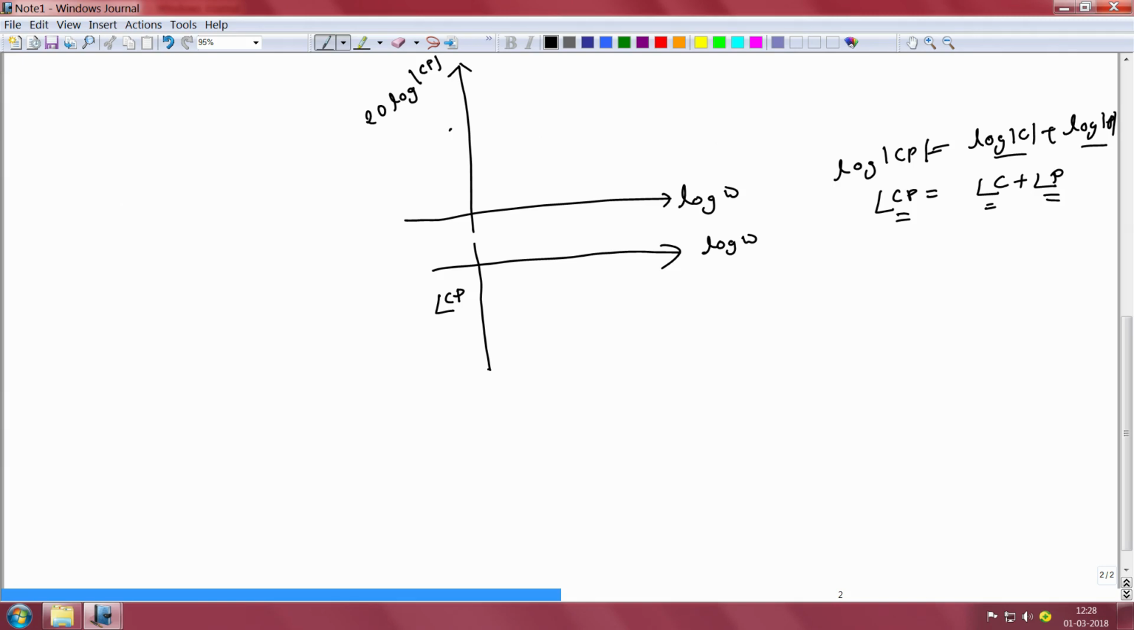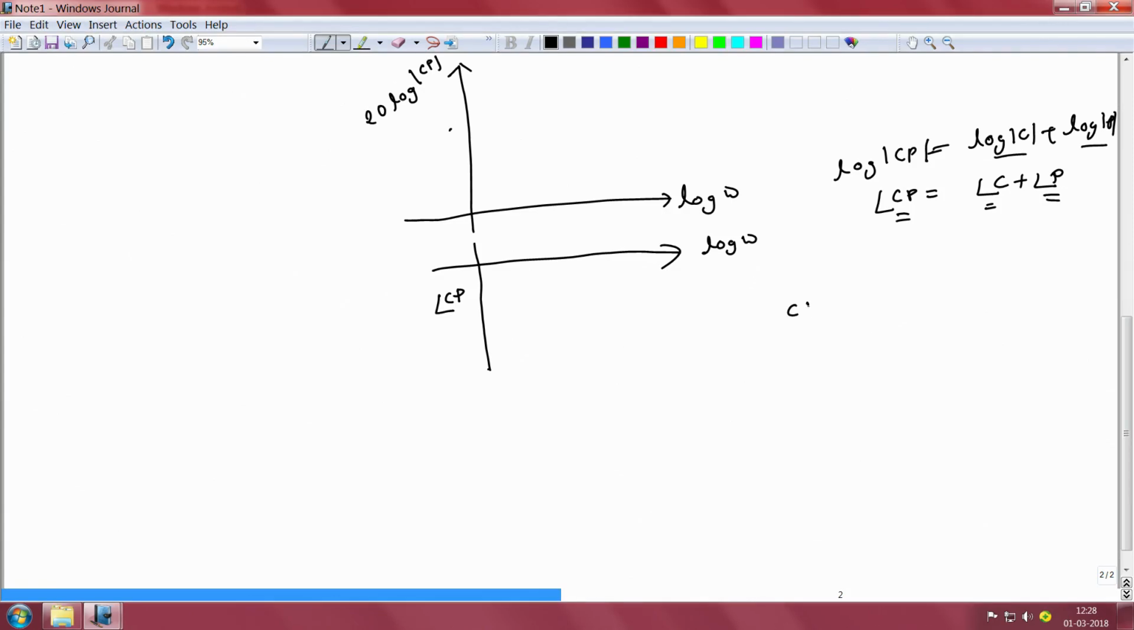The second question is, why is the x axis log of omega? Why is it not simply linear omega? To answer this question, let us take a simple example of an open loop transfer function c times p that is of first order, namely let it be of the kind 1 by tau s plus 1. So c times p of j omega would be equal to 1 by tau times j omega plus 1.